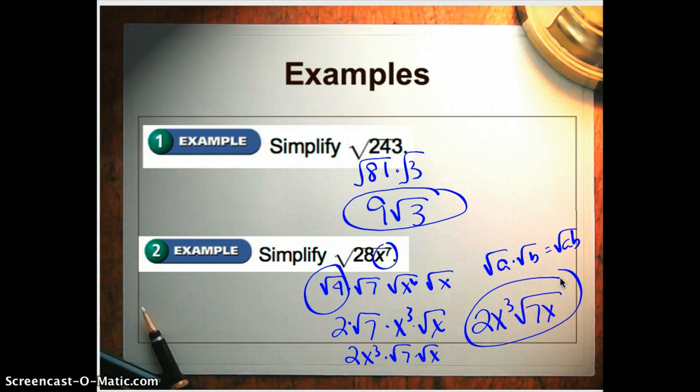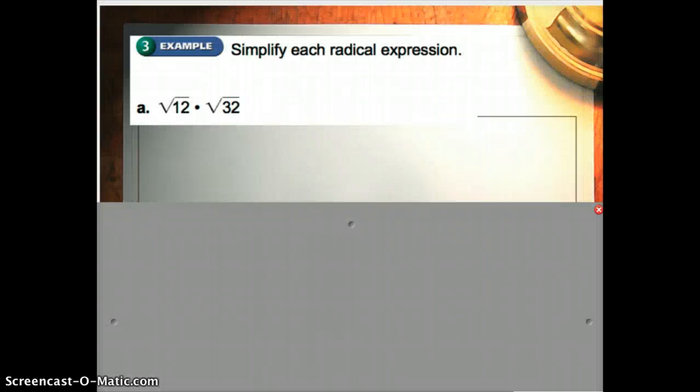Let's look at a couple more like this that I want you to try on your own. Simplify root 12 times root 32. Many options here. You could actually multiply them out first, or you could try simplifying first. I'm going to try simplifying first because I think that will be easier in this case. So this is 4 times 3, so root 4 times root 3. And 4 also goes into 32, but I'm going to pick 16 because it's bigger and I know that will be less work eventually.